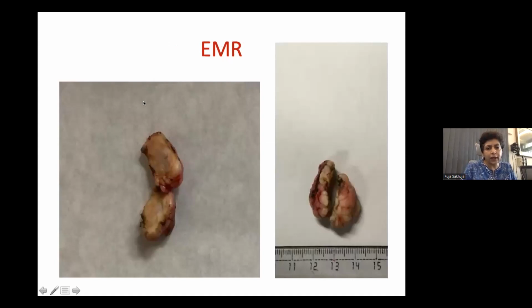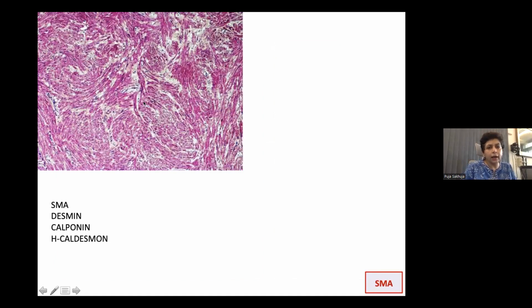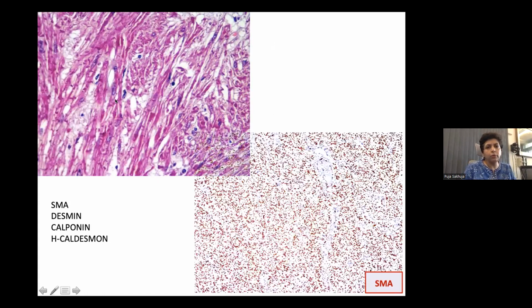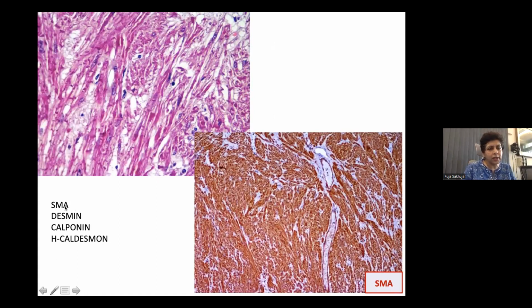And so these, when they are resected by EMR, you see the classical pattern of elongated cells arranged in bundles and whorls. In high power, you can see these with oval nuclei. And then when you do an immunostain for smooth muscles, such as smooth muscle actin, desmin, calponin, or caldesmon, these will be positive, usually benign with low mitotic activity.